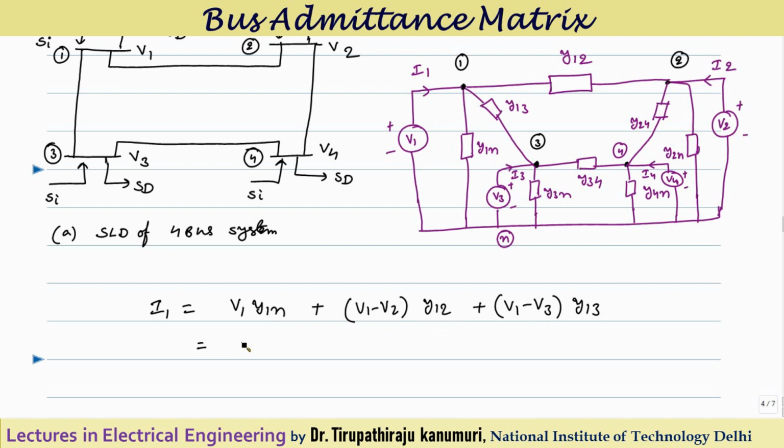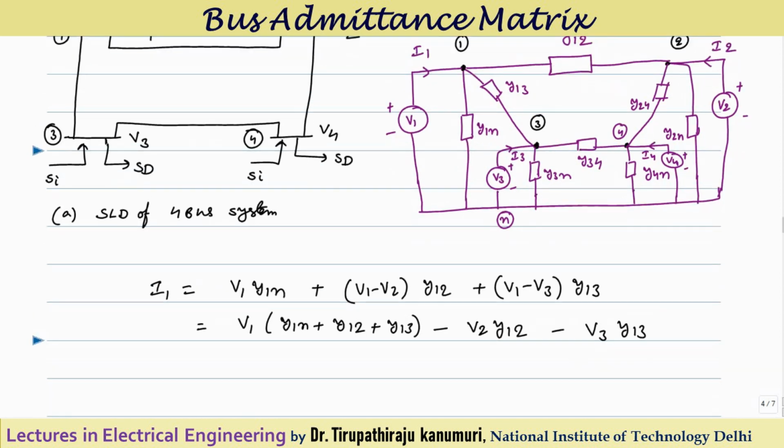Or simply I can separate the components: this will be V1 multiplied by (Y1N plus Y12 plus Y13). You can see that all the admittances connected to node 1 are coming here: Y1N, Y12 and Y13, all multiplied with V1. Then minus V2 multiplied by Y12, since node 2 is connected to node 1, I am taking the minus sign here. Similarly, the third term is minus V3 multiplied by Y13. In this form I got the equation.